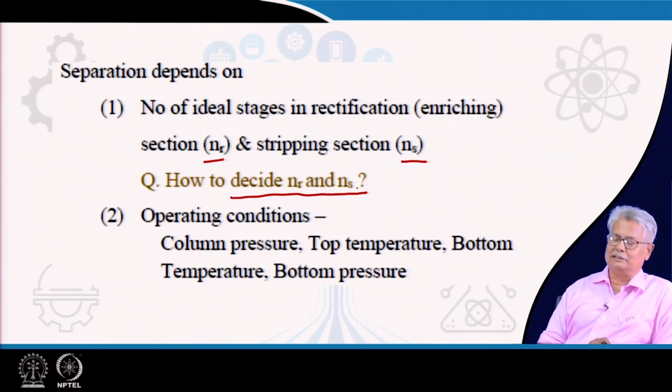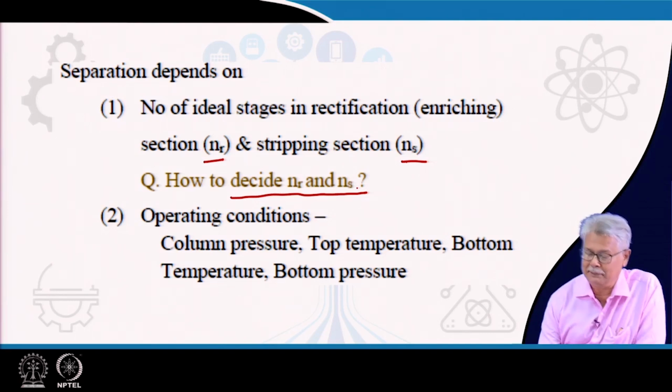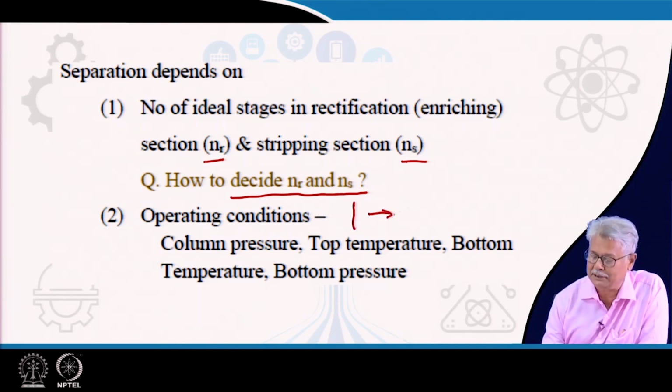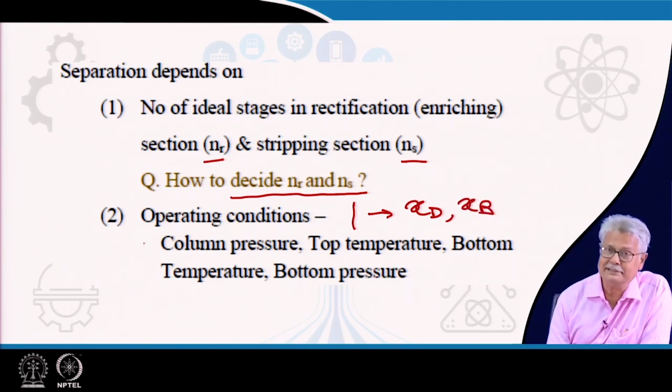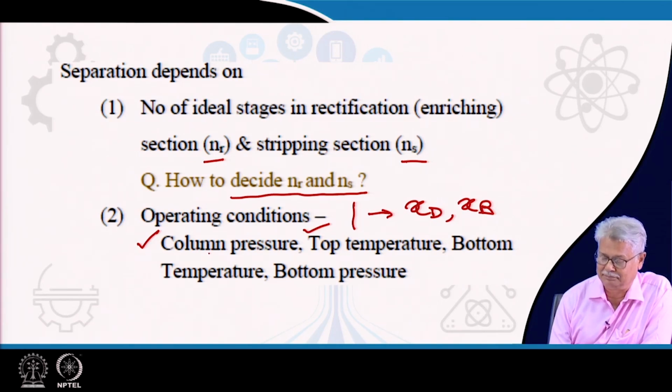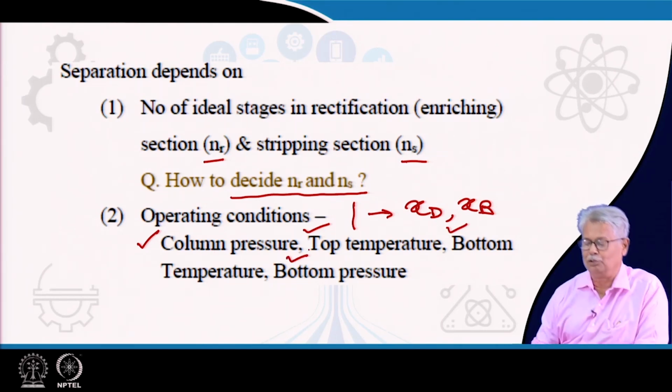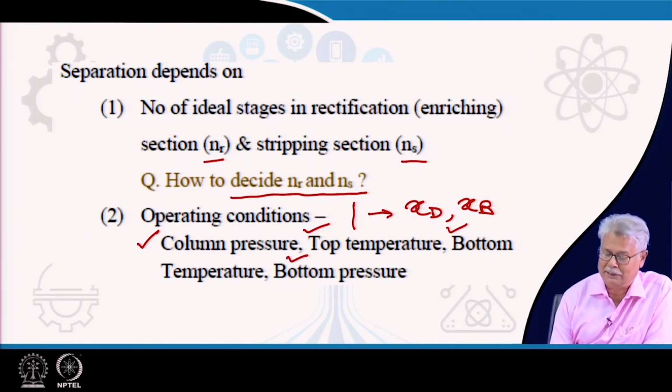Now, if you look at a distillation column, there are few operating conditions which decide these XD and XP. Basically, these are the operating conditions which are expected to decide the XD and the XB. The first thing is the column pressure. The second thing is top temperature. You already know that whenever we say column pressure loosely, we really mean the column top pressure, that is the convention. Similarly, the bottom temperature and the bottom pressure are also two very important parameters.